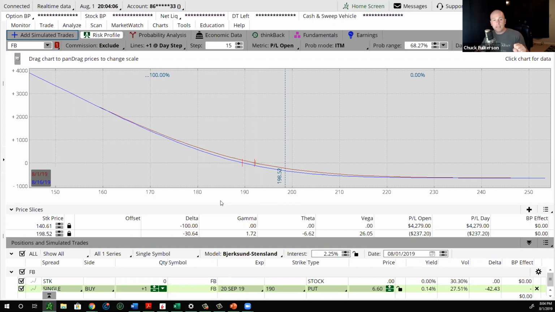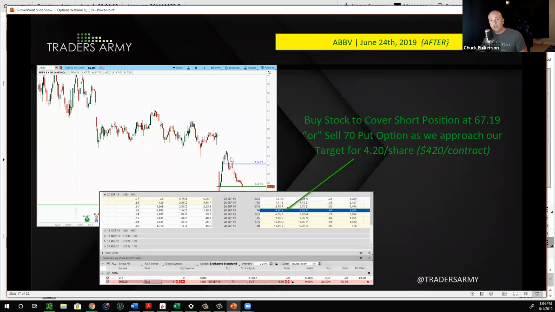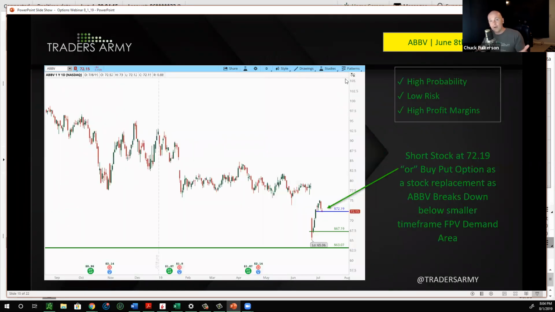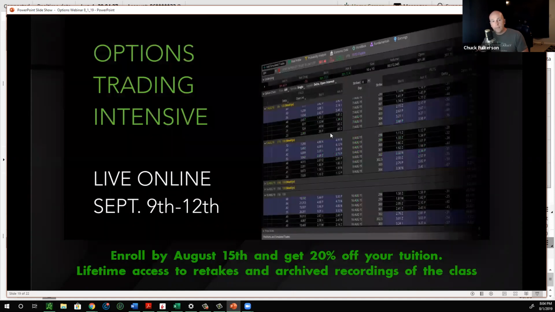Just these examples alone, hopefully, are enough. Just these examples that we covered tonight, and these are all trades that happened in the last month or so, hopefully are enough to at least get you thinking about trading options in the future. So with that being said, I'm going to leave this up here.